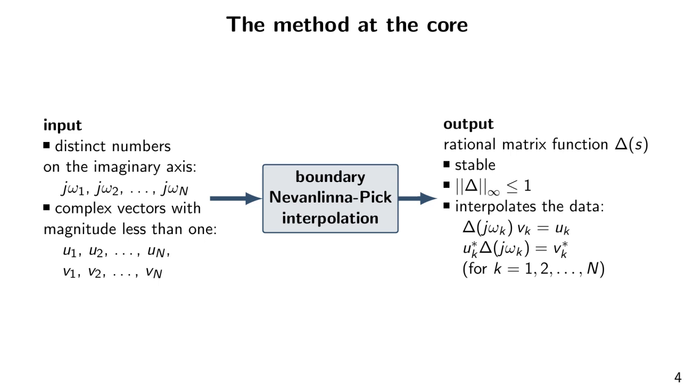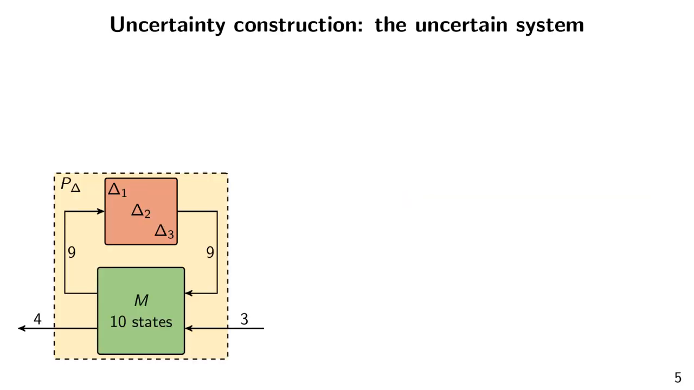Note that if the data we want to interpolate is scalar, we set the v's to be 1, and then the resulting delta passes through the u's, as you would expect in any interpolation problem. Let us now see how the uncertainty is constructed. I'm going to demonstrate this using a sufficiently complicated numerical example.